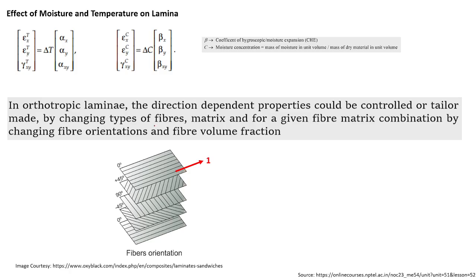Next we move from one lamina to a laminate. That is, when more than one lamina combine with each other, they form a laminate. Mostly we consider an orthotropic lamina where the direction-dependent properties could be controlled or tailor-made by changing the types of fiber and matrix, and for a given fiber-matrix combination, by changing fiber orientations and fiber volume fraction. All these conditions we can take care of while forming the laminate.